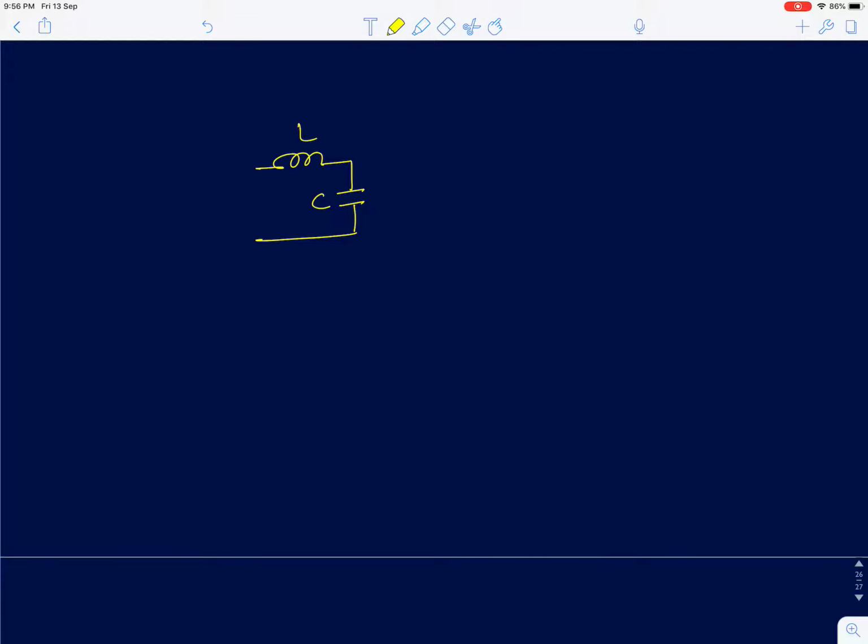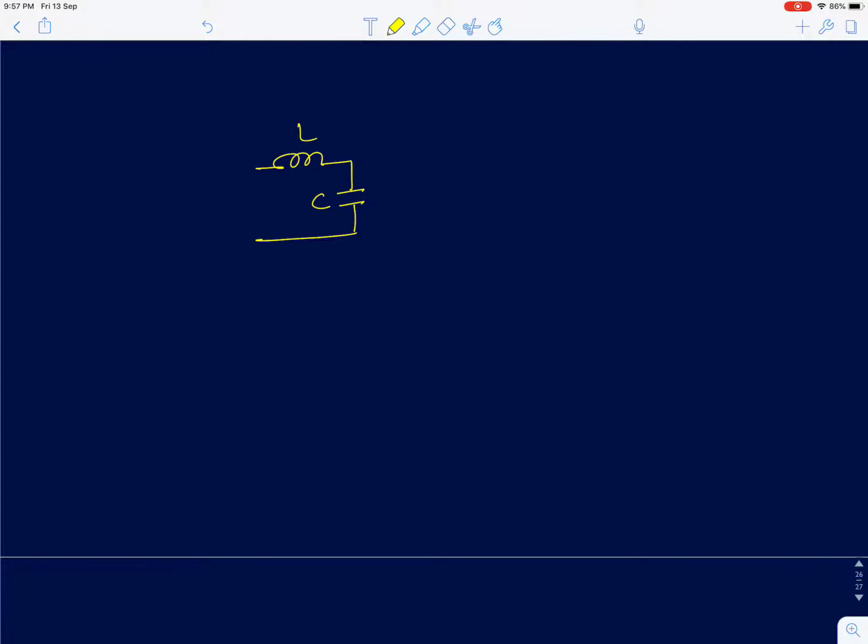Hi everyone. In this lecture, we'll try to derive transfer functions of second order lossless systems or circuits by inspection. We have already done that for passive RL circuits and passive RC circuits. So now we are going to do it for passive LC circuits.